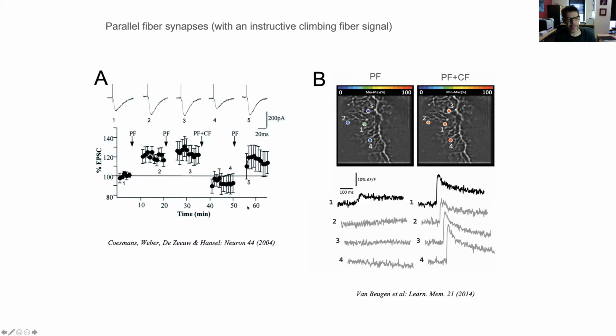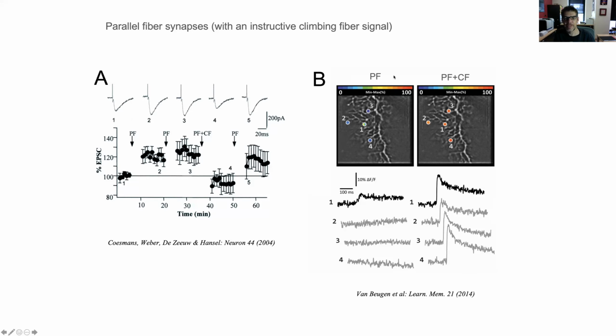So this is a pretty old study now, almost 20 years old. In slice, we would apply parallel fiber stimulation and only get potentiation. We can saturate it here, but if we co-stimulate the climbing fiber input, all of a sudden we get a depression, and we can reactivate the potentiation again. And we know these two signals differ. I just show that here in a very simple way with camera imaging from a slice.